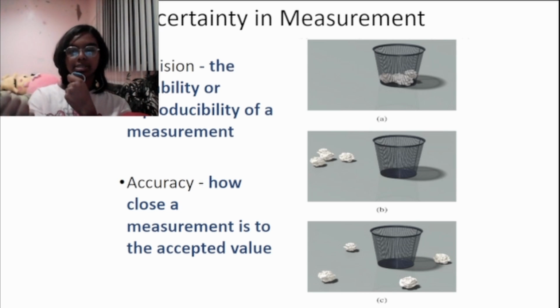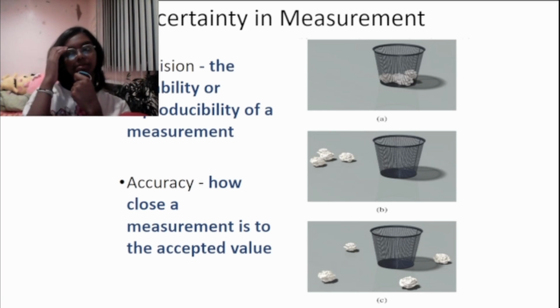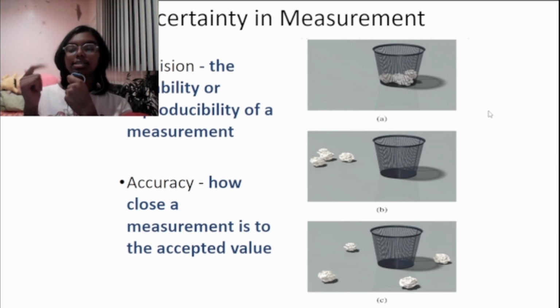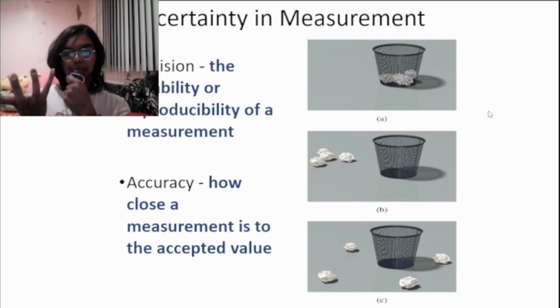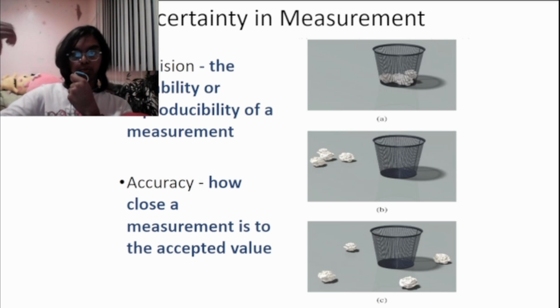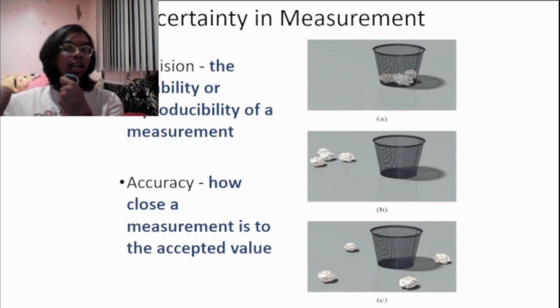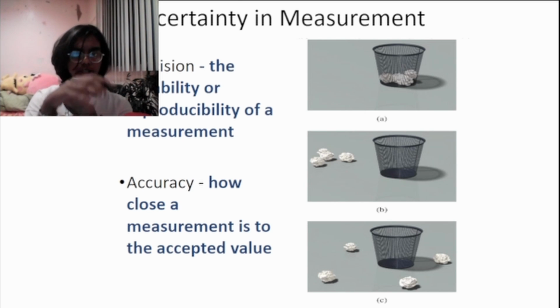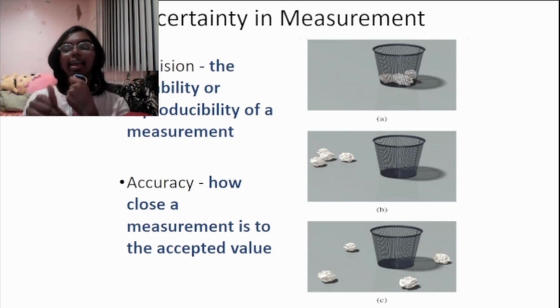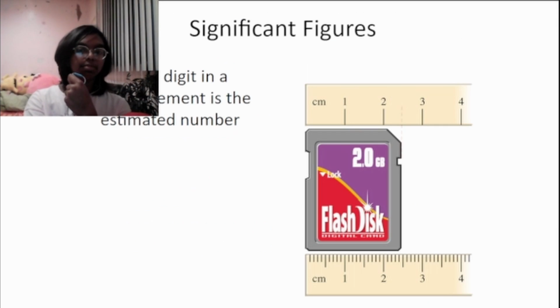So A, it is both precise and accurate. B, it is precise, but it's not accurate, I should probably explain why. A is precise and accurate because the trash can is like the accepted value. So you get it into the trash can pretty much every single time, which is why it's accurate. And because you get it every single time, it's precise. B, it is precise because you get it in the same spot every time, but it's not accurate because you're not getting it in the trash can. And then C, it's neither precise nor accurate because it's literally just thrown around randomly. You're not getting it in the trash can, and it's scattered all over the place.